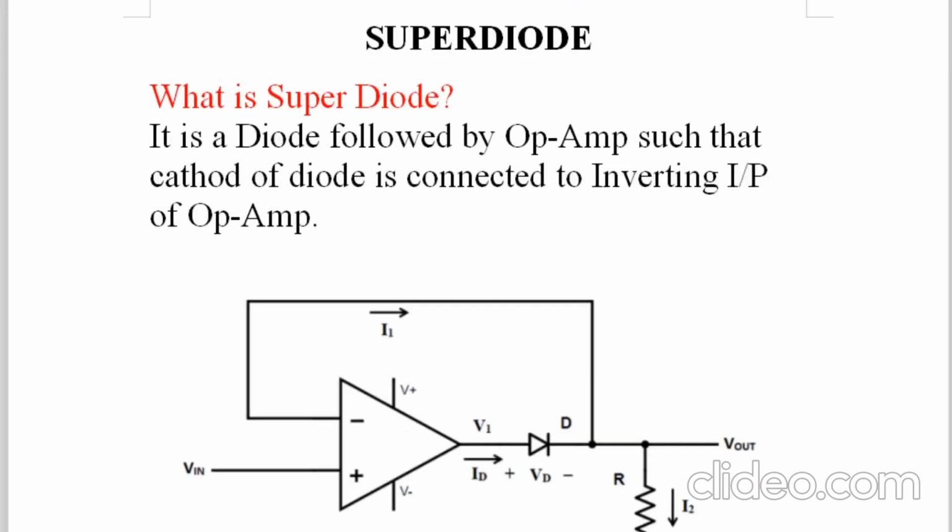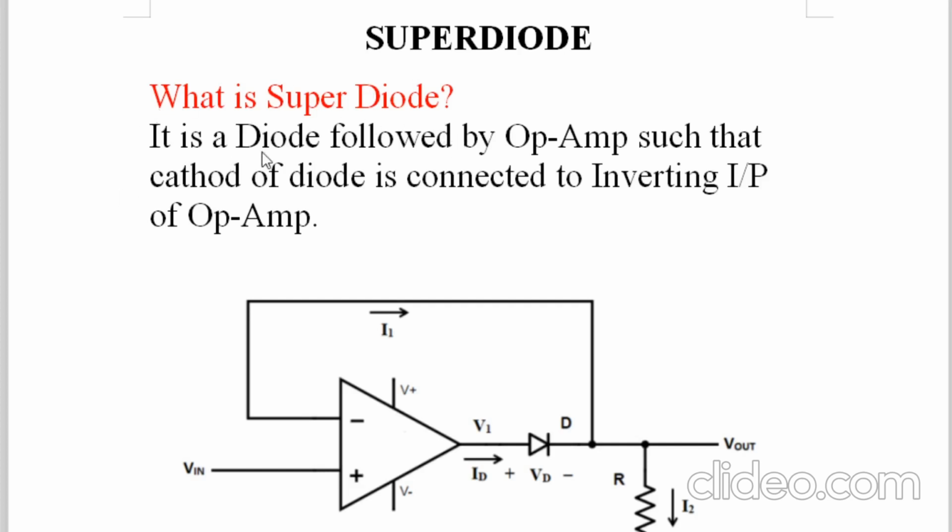So it is very simple to remember. When V inverting voltage is greater than V non-inverting, the output is in low voltage level, and when V non-inverting is greater than V inverting, the output is in high voltage level. So that simple, you understand. And now let us come to the super diode. What is a super diode? So here, read it.